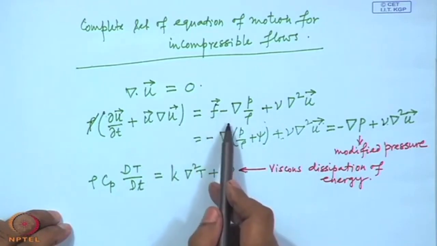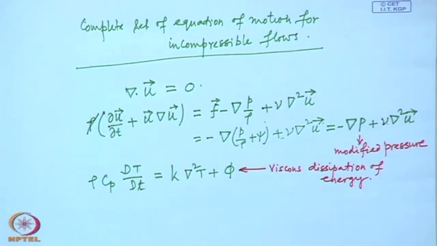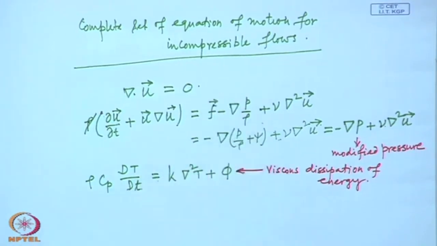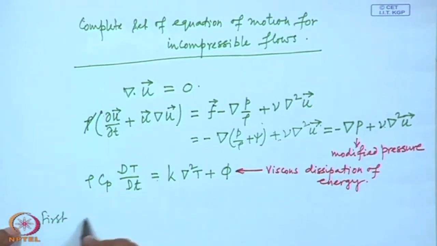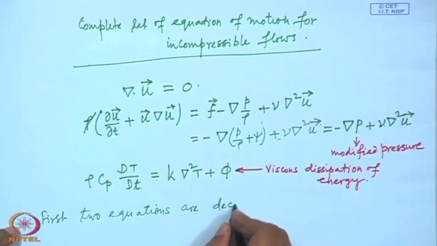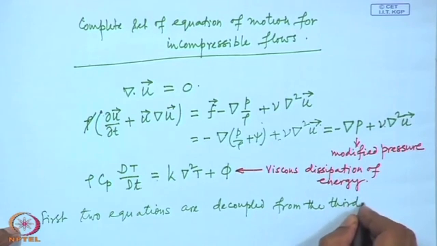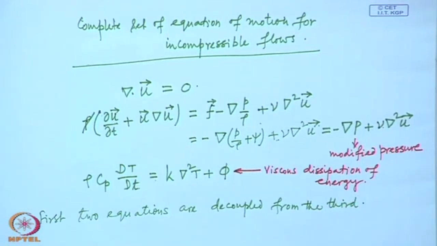However, this equation cannot be solved without the solution of these, because this contains u; this DT/Dt, when we write it in expanded form, contains u grad T. So, this needs u, but these two equations do not need T. So, the first two equations are decoupled from the third, meaning we can solve the continuity and momentum equations together to find the velocity and pressure field. And once the velocity field is known, then we can solve this energy equation to find the temperature if we are interested. In many problems we are not even interested in finding the temperature, so we don't even bother.